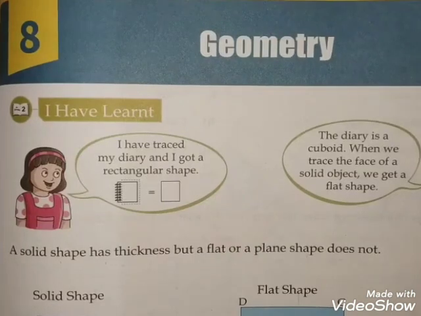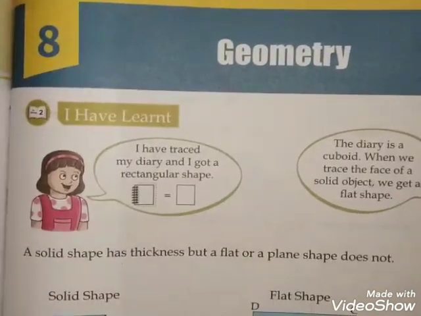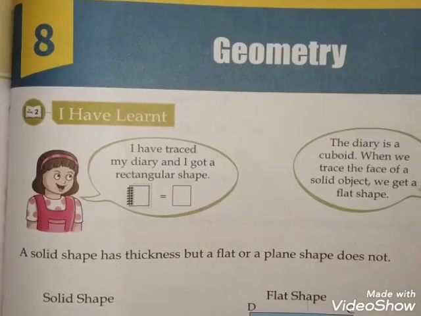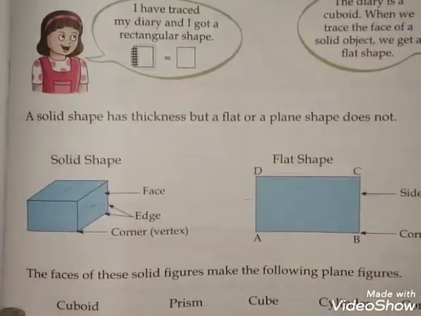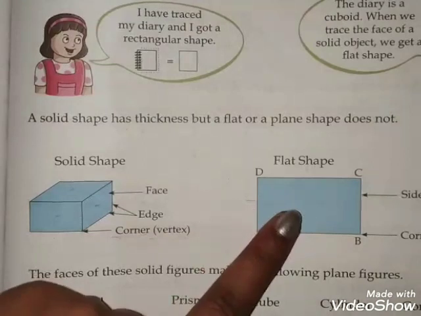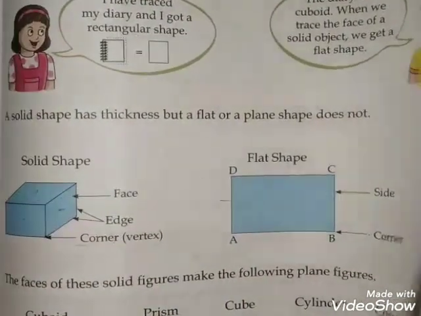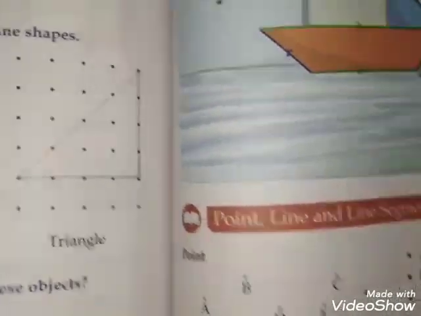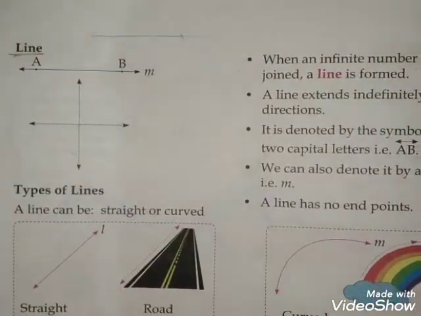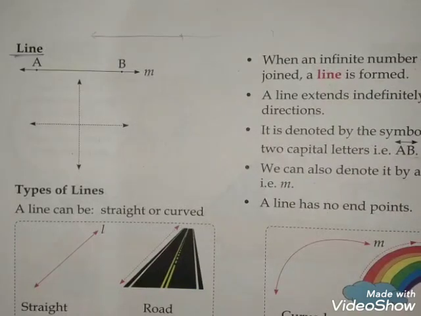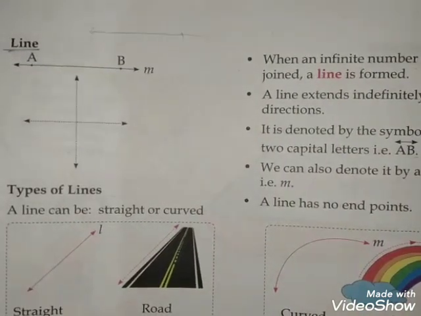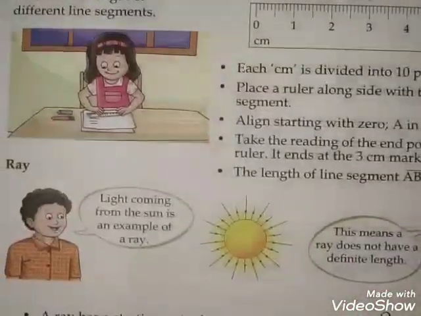In the previous class, we started chapter number 8, which is geometry. We have learned about shapes, flat shapes and solid shapes. Also, we have learned about the point, line and line segment. So today, we have to start the exercise based on it. But before starting the exercise, we need to learn about one more thing, which is ray.